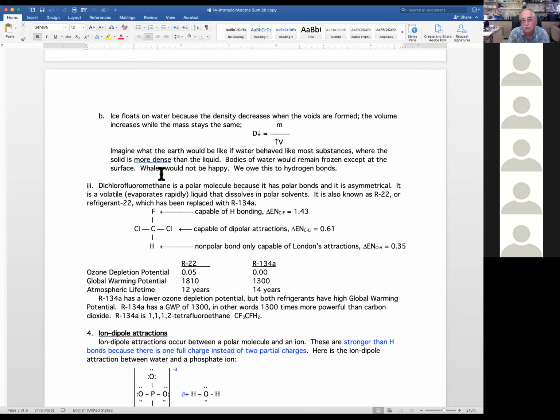You can imagine what the world would be like if water behaved like most substances, where the solid is more dense than the liquid. Then you go to a lake or maybe even the ocean, and if you did form ice, it would just sink to the bottom. Now it's far away from radiation from the sun, and it's going to stay that way. Lakes would be frozen solid all the time. Maybe even the ocean would be solid, who knows?